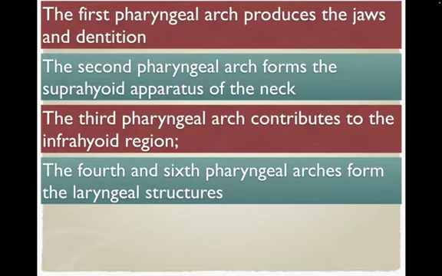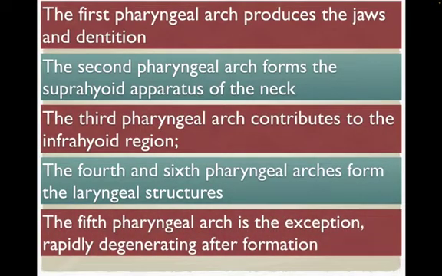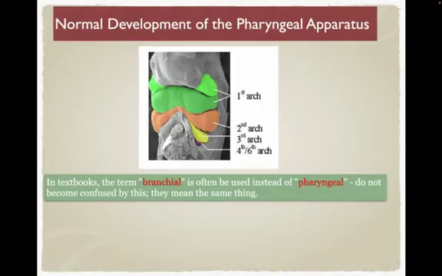So what about the fifth pharyngeal arch? Well, the fifth pharyngeal arch in a human being is rudimentary, and that will degenerate after the formation. So it will be formed, will do nothing, and then it will degenerate. So we have 6 pharyngeal arches, but only 5 of them are working.